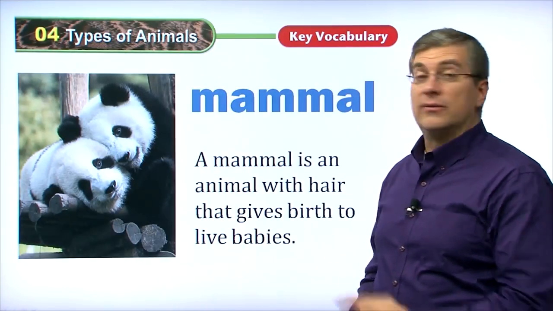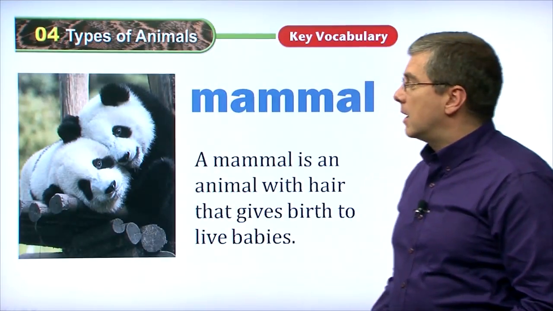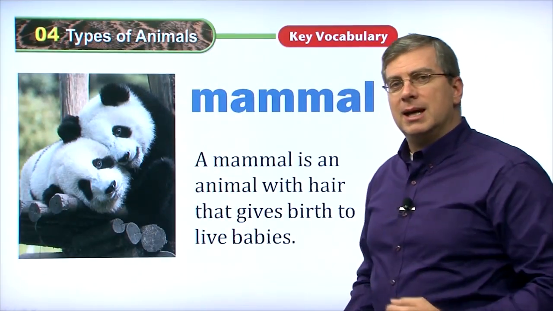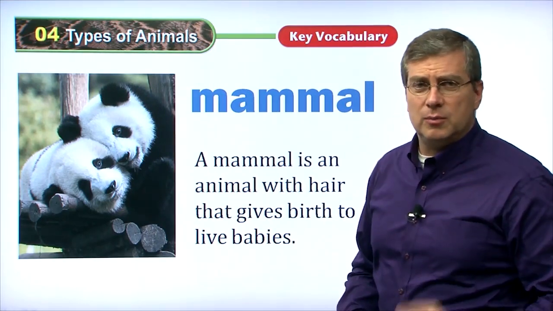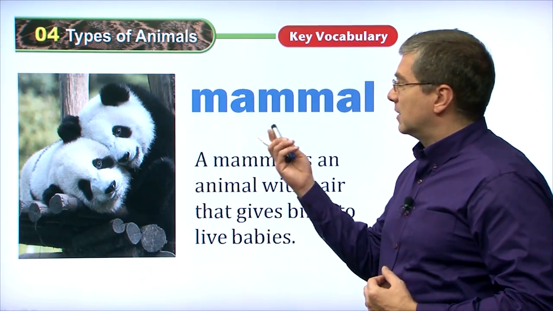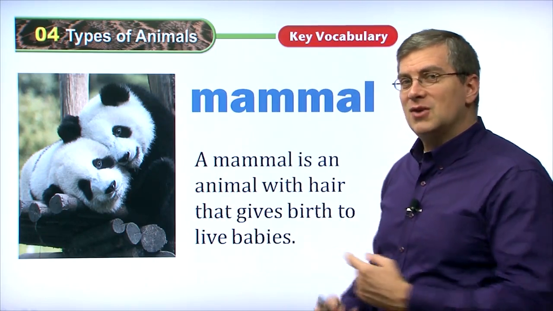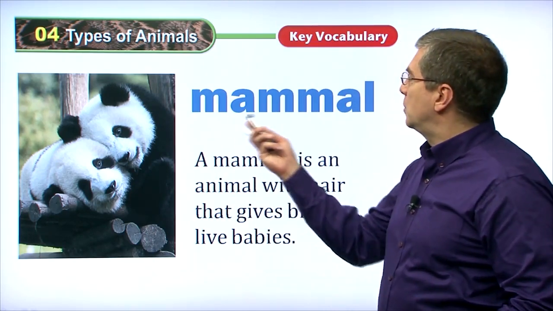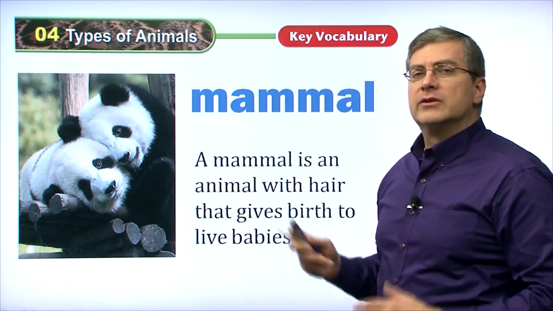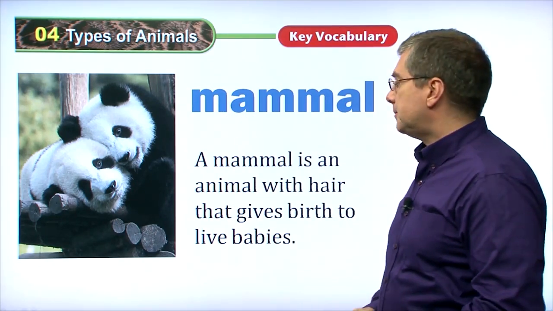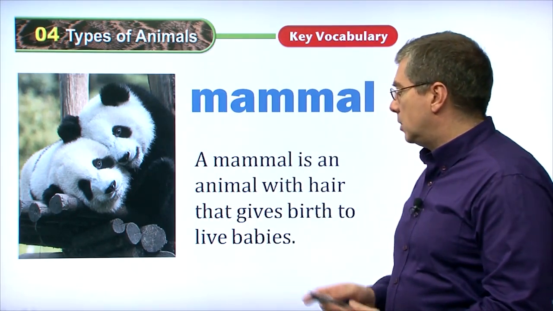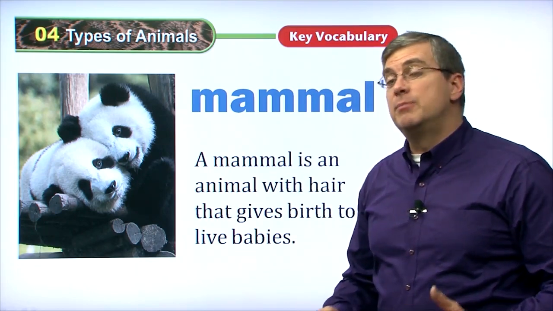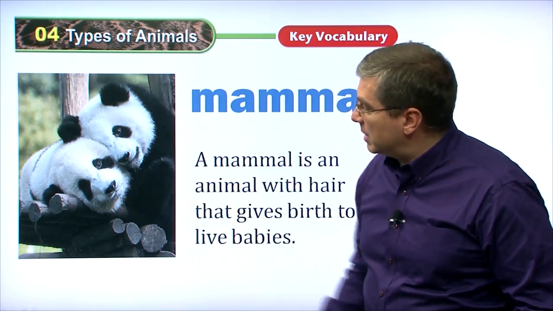Let's start with the first group here. Now, this group is probably maybe your favorite group. It's my favorite group because we, human beings, are part of this group. And this group is mammal, okay? So what is a mammal? A mammal is an animal with hair that gives birth to live babies, okay?